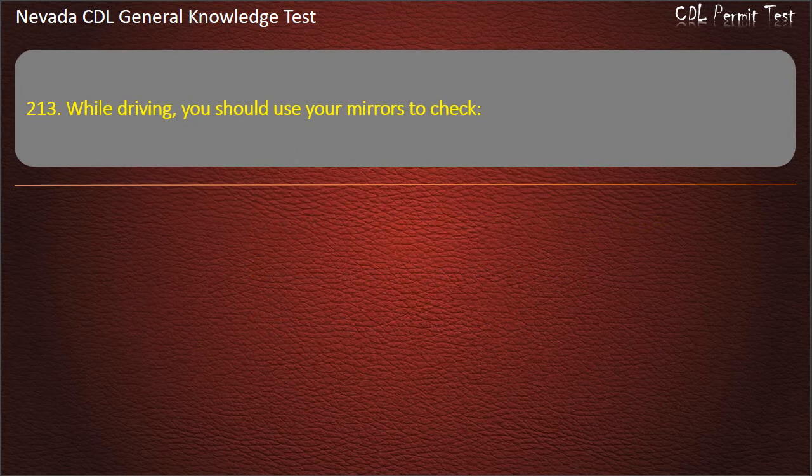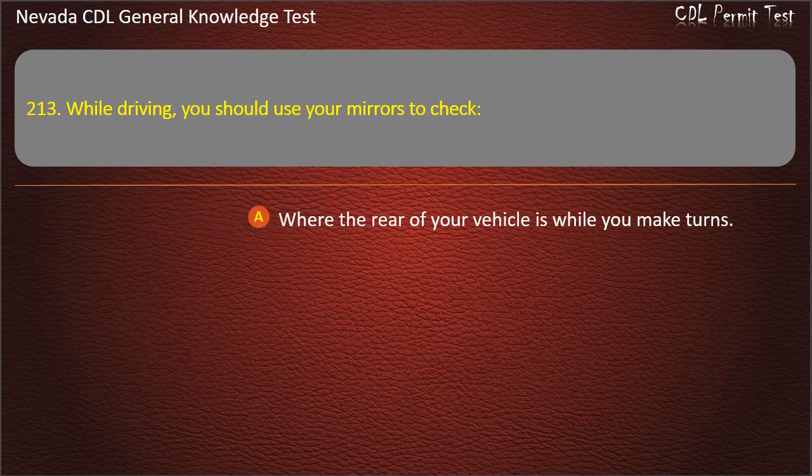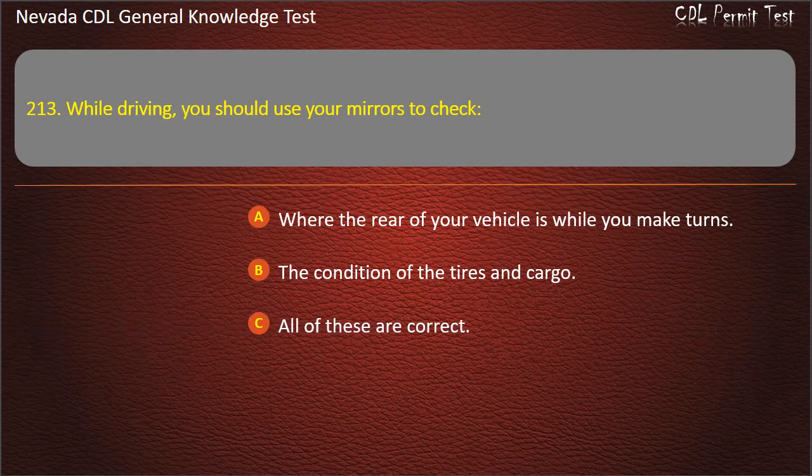Question 213. While driving, you should use your mirrors to check where the rear of your vehicle is while you make turns. The condition of the tires and cargo. All of these are correct. Answer. All of these are correct.